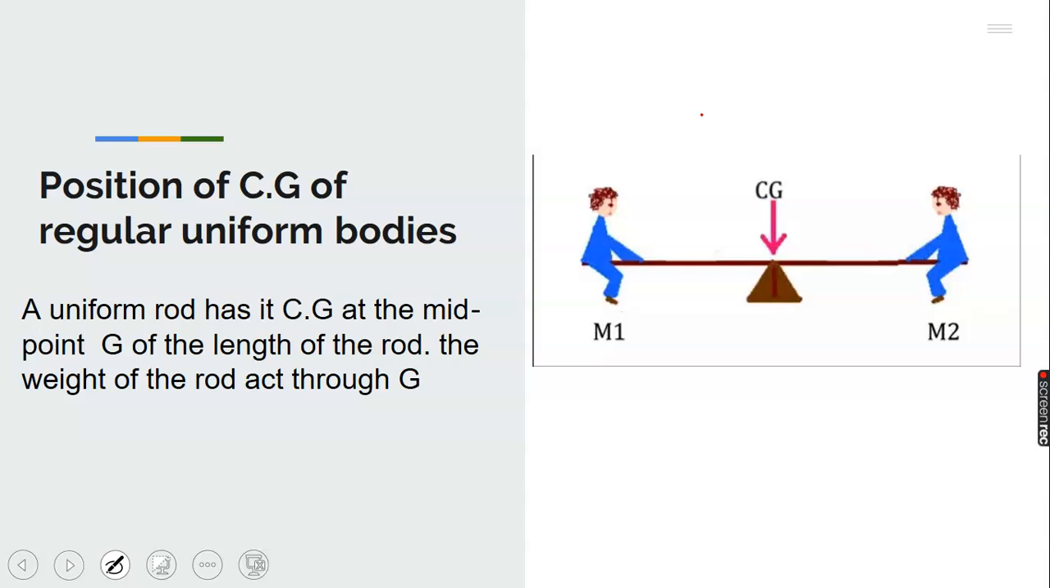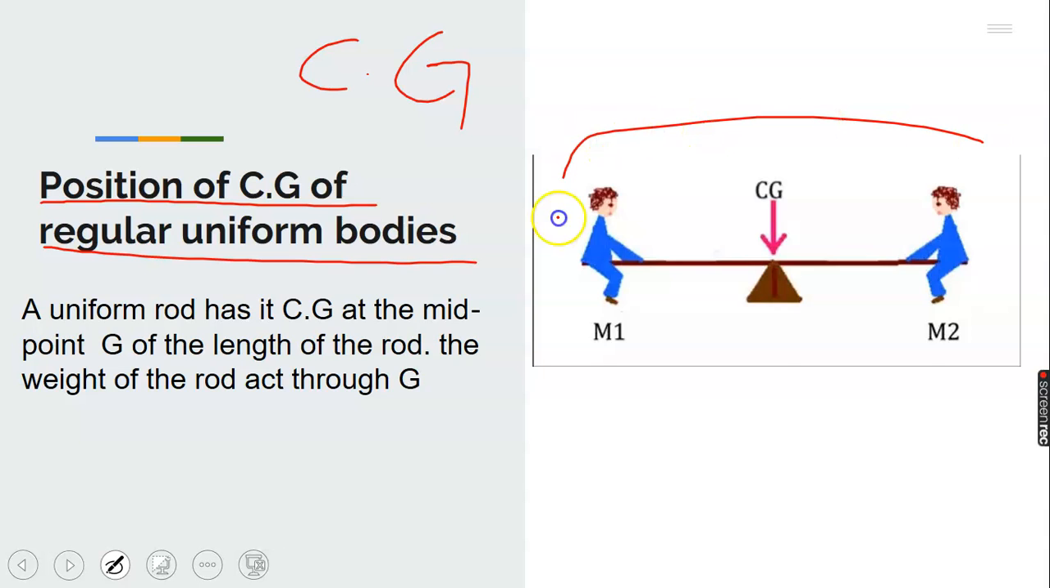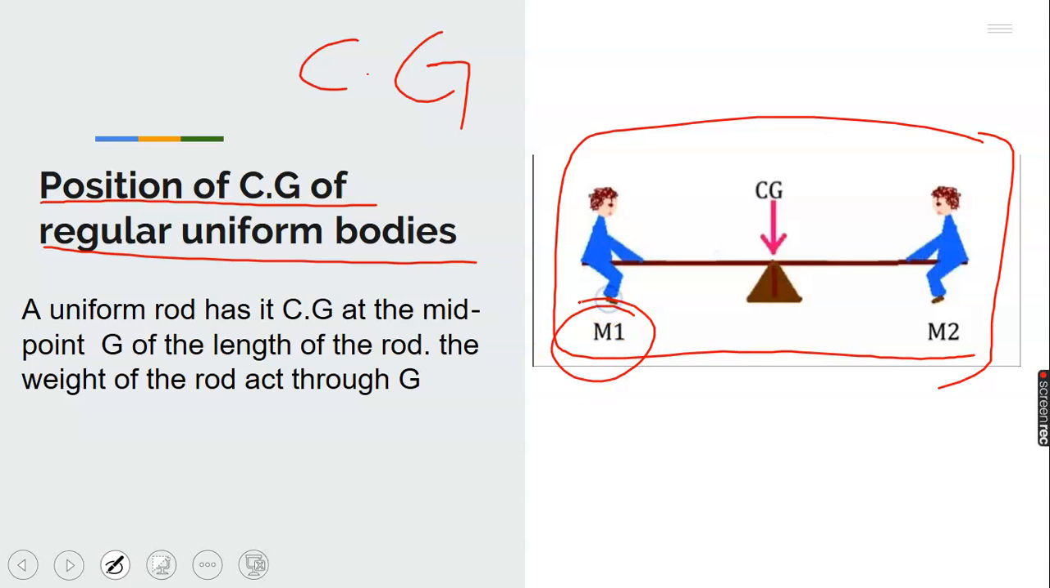Now, the position of center of gravity: when you see CG, it means center of gravity of a regular uniform body. Now, look at this diagram. You can see the beam is balanced when we have mass M1 and mass M2 seated on it from both ends.